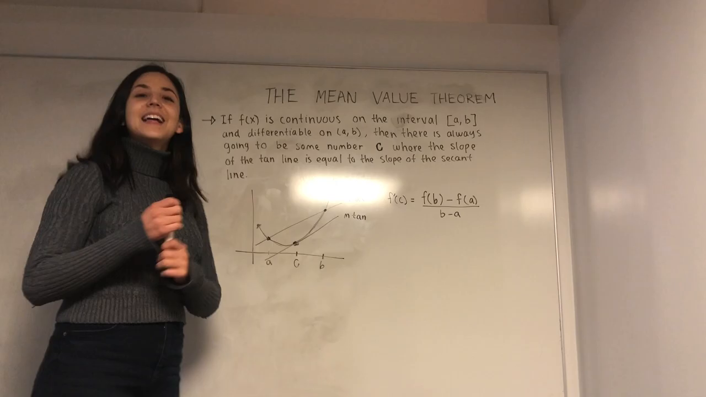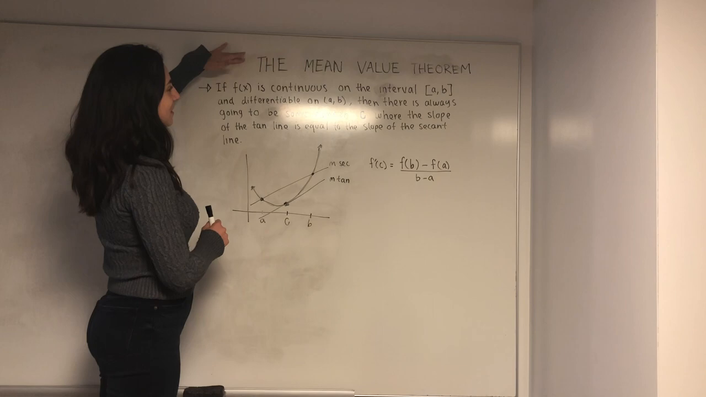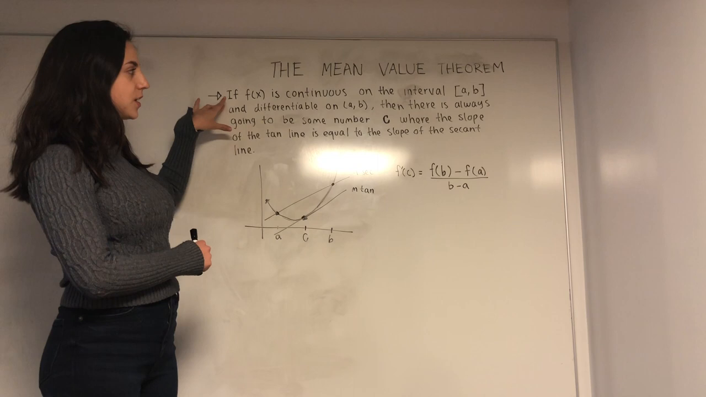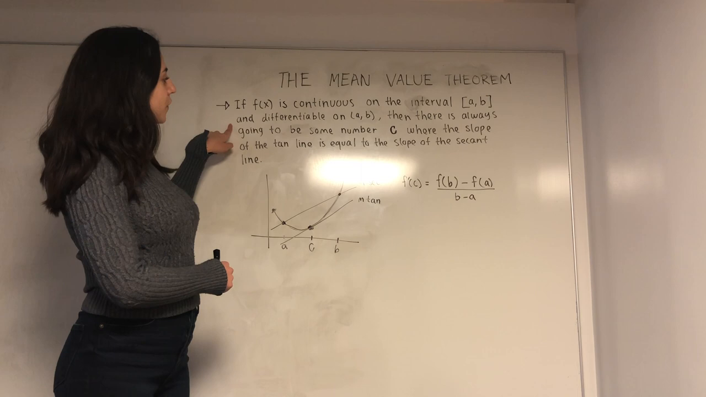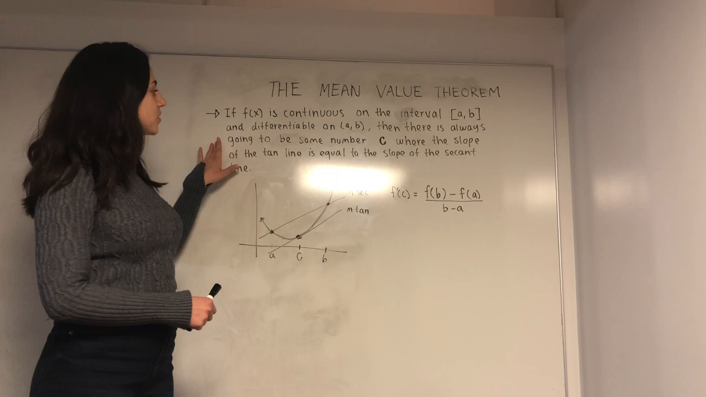Hello everyone, today we're going to be learning about the mean value theorem, which says that if f of x is continuous on the closed interval a comma b, and differentiable on the open interval a comma b, then there is always going to be some number c where the slope of the tangent line is equal to the slope of the secant line.